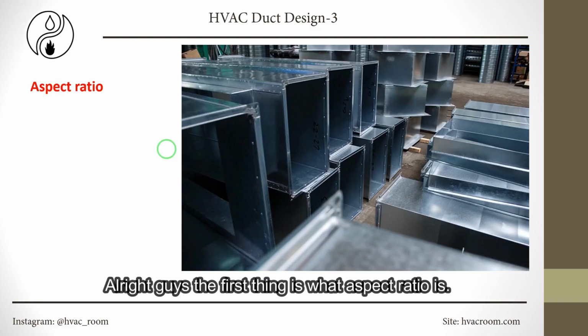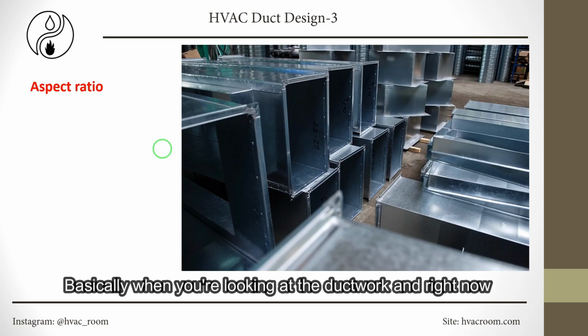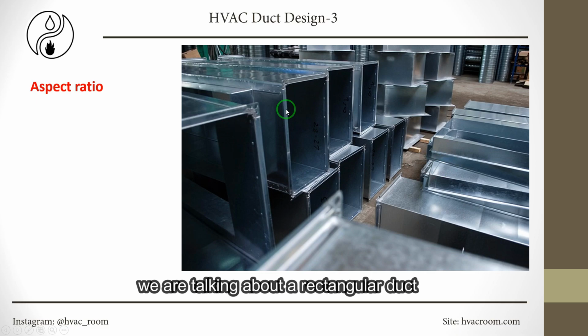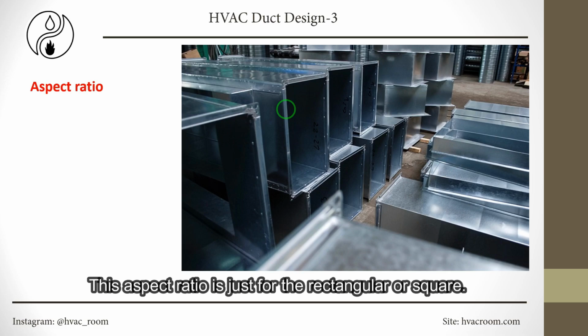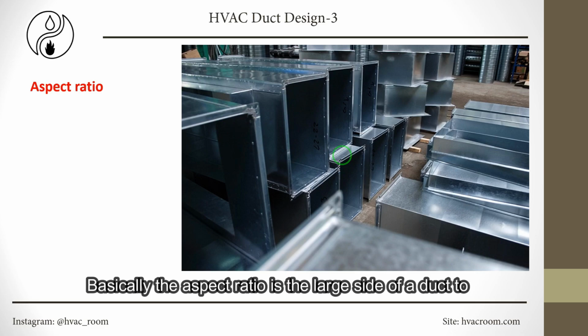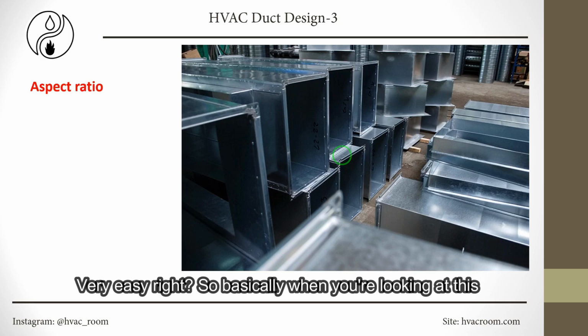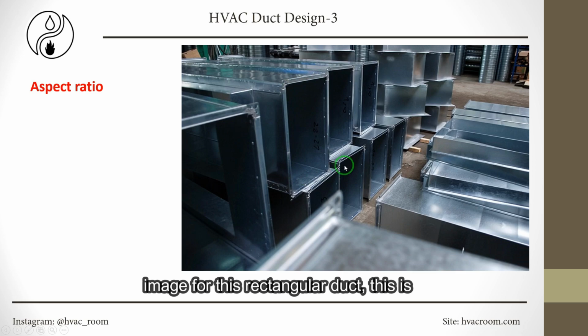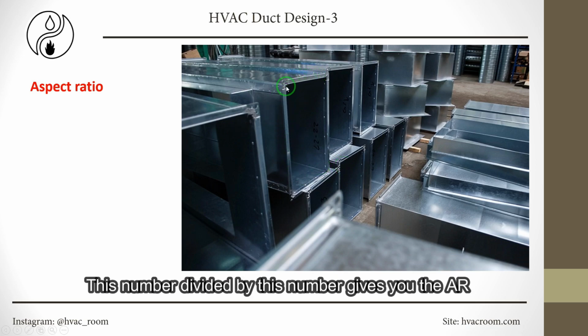Alright guys, the first thing is what aspect ratio is. Basically, when you're looking at the ductwork, and right now we are talking about a rectangular duct or a square duct, not oval duct, not round duct. This aspect ratio is just for the rectangular or square. Basically, the aspect ratio is the large side of a duct to the small side of that duct. Very easy, right? So when you're looking at this image, for this rectangular duct, this is the largest side and this is the small side. This number divided by this number gives you the aspect ratio.